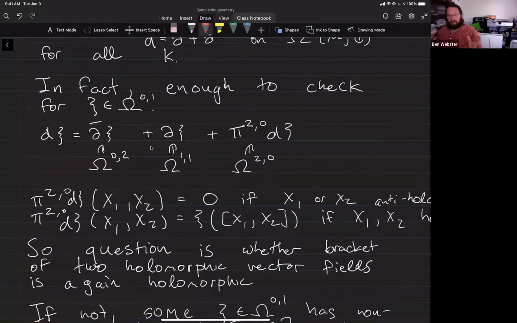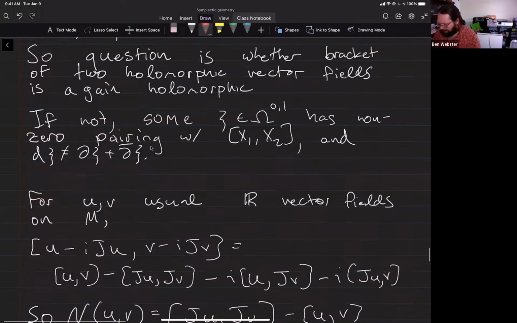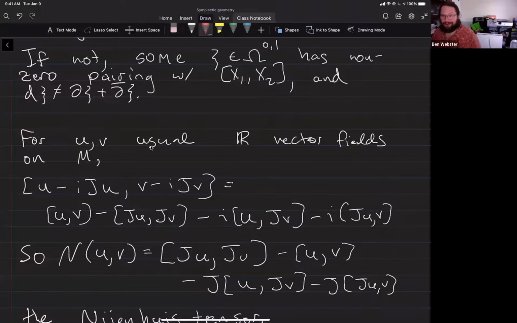All right, so we've kind of reduced to the question of, can I take a holomorphic vector field and another holomorphic vector field, take their Lie bracket, and get something that isn't holomorphic? Well, every holomorphic vector field is of the form of some real vector field u minus iJu, and any other one is of the form of some real vector field v minus iJv. And I just take the Lie bracket of those, and I see what expression I get. So I get this expression here.